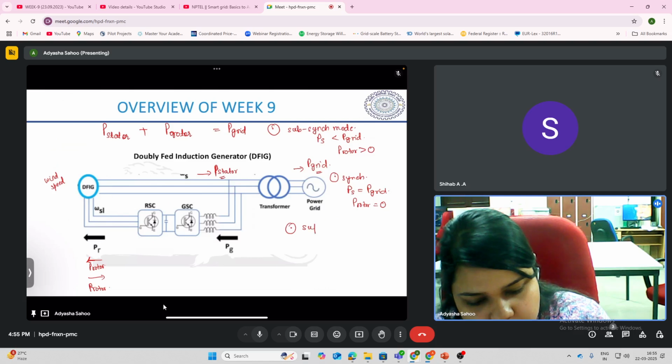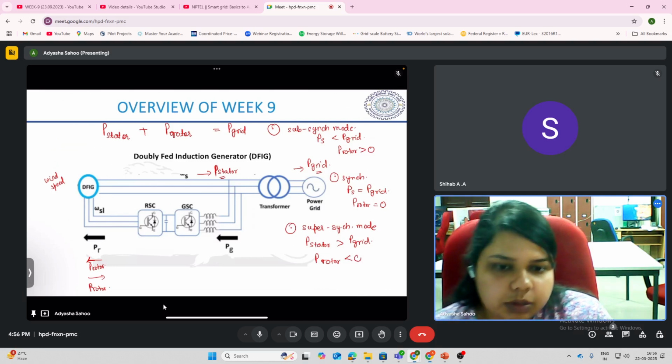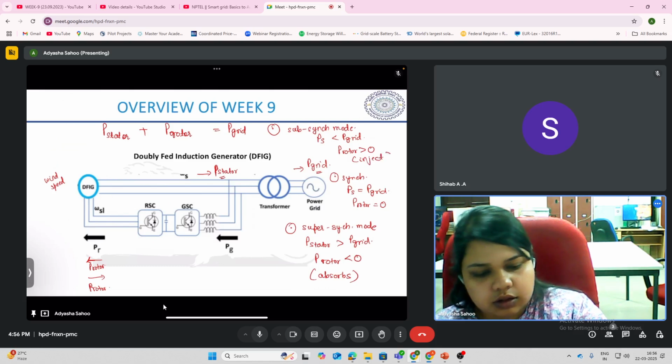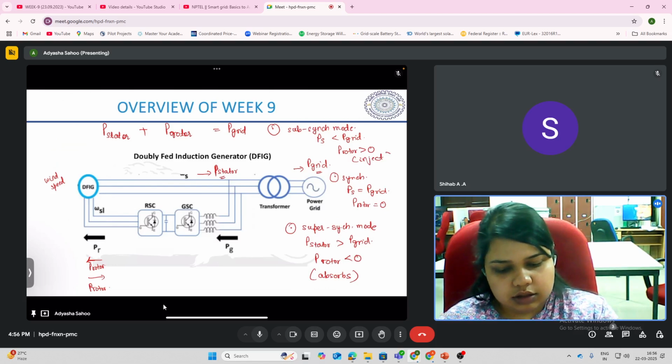And in super synchronous mode, the stator power is greater than the P grid. So the rotor will absorb the excess power and it will be negative. So here rotor absorbs power. In the subsynchronous mode, it will inject the power to ensure that constant P grid is maintained.